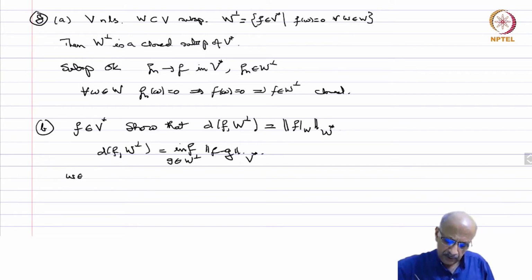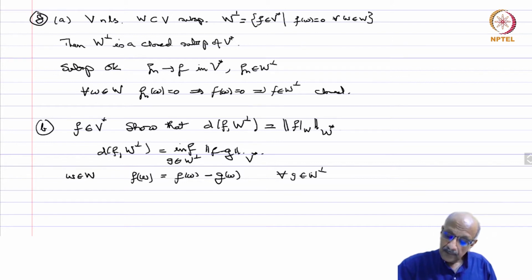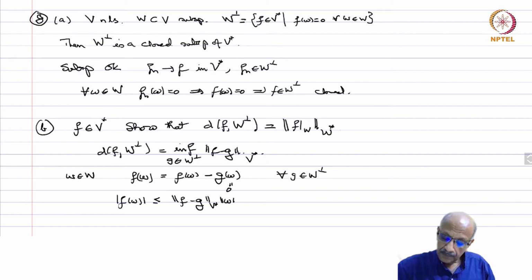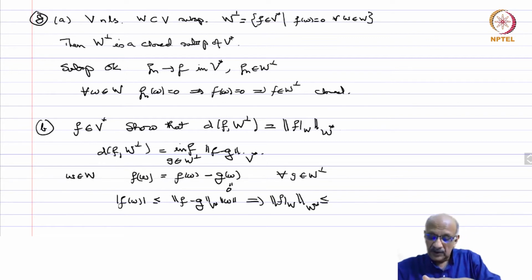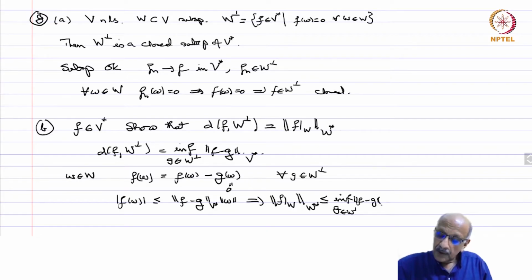So let us take w in W. Then f(w) can be written as f(w) minus g(w) for all g in W perp, because if g is in W perp, this is always equal to 0. Therefore, mod f(w) is less than or equal to the V star norm of f minus g times norm w. And therefore, you have the norm of f in W star is less than or equal to norm f minus g for all g, and therefore less than or equal to the infimum over g in W perp of norm f minus g, and that is equal to d(f, W perp). So we have one inequality.